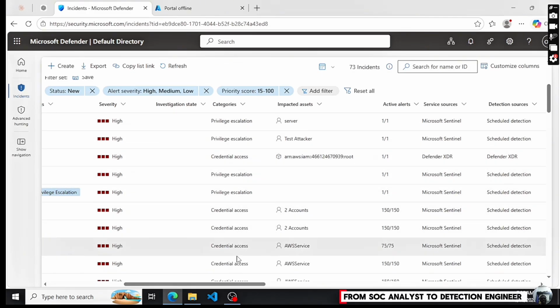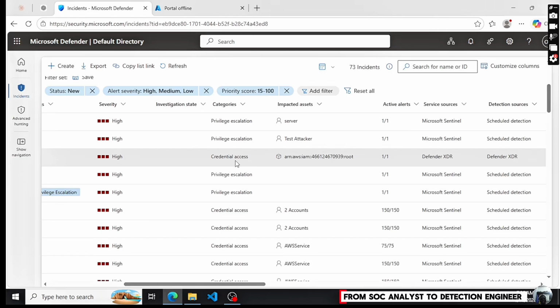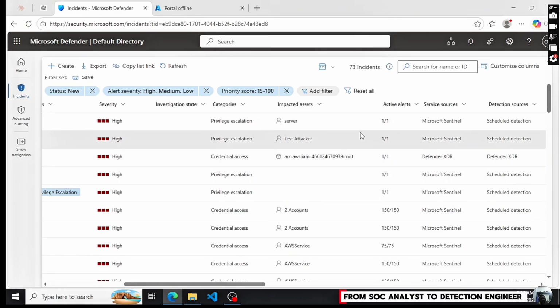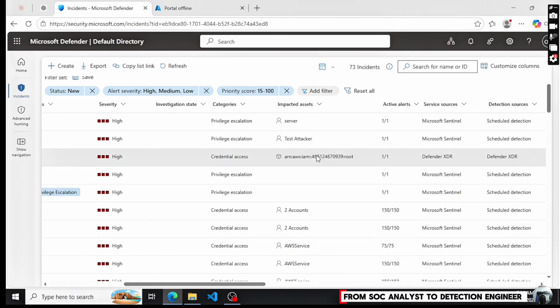Now, you need to understand, based on category, you see credential access mostly has higher impacts than privilege escalation. Because if somebody has credential access, they can do anything in the organization. So this one has higher impact. You can see. So judging this with this, this one has higher impact. And we could see the impacted asset. Impacted asset is telling us which of the accounts on the cloud or on the infrastructure is affected. Like this one shows which account is affected.